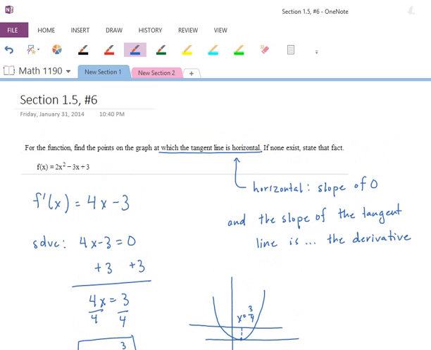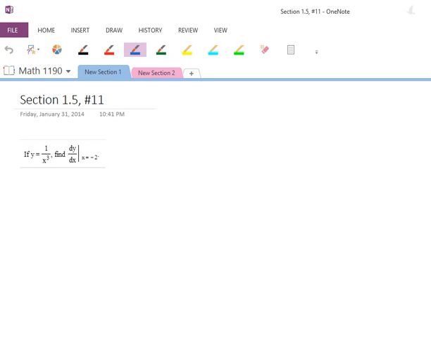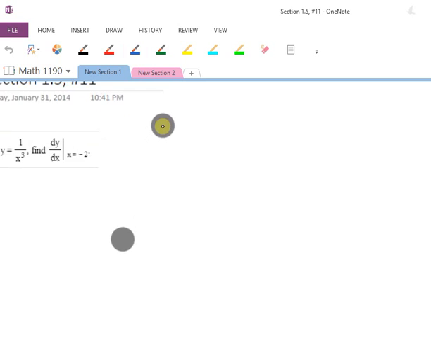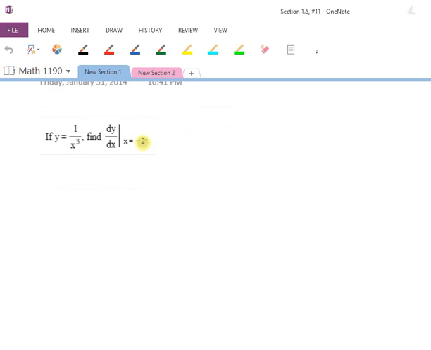Okay, my next problem is going to be number 11 on the same homework. I'm talking about this problem because it has notation we didn't talk about in class. This just means the derivative. We did talk about that. And this means evaluated at x equals -2. That's what the line means.